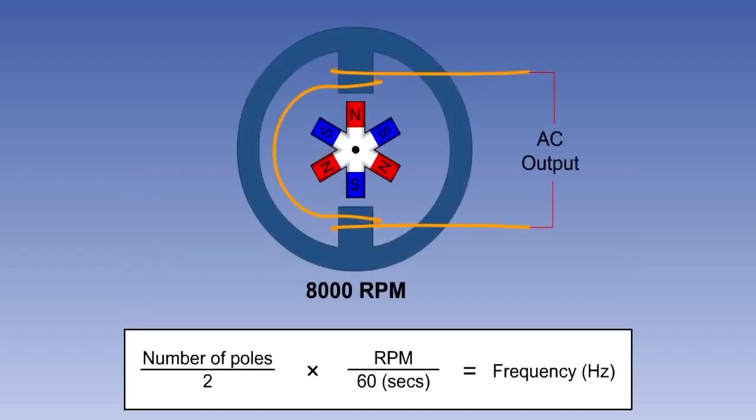For example, a 6-pole generator rotating at 8,000 RPM will have an output frequency of 6 divided by 2 multiplied by 8,000 divided by 60, which is 400 Hz. We can see from this that the frequency of an AC generator is dependent on the rotational speed of the rotor and the number of poles in the field.